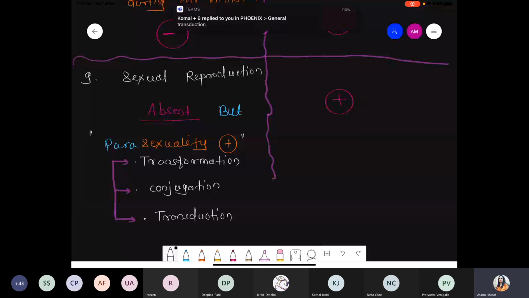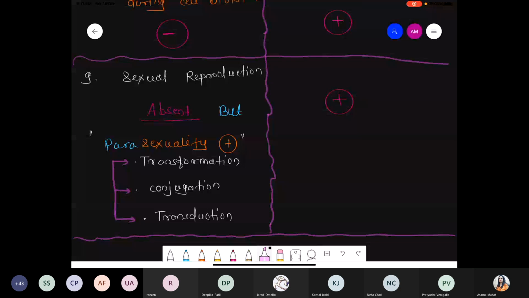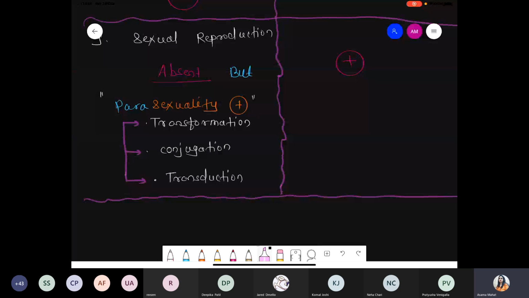So these are the three types of parasexuality where genetic recombination can occur, but it is not a true sexual reproduction. That is what we are saying. These are the parasexuality, which is very much common in case of bacteria. Okay, done this part. We have already seen this in Kingdom Monera.